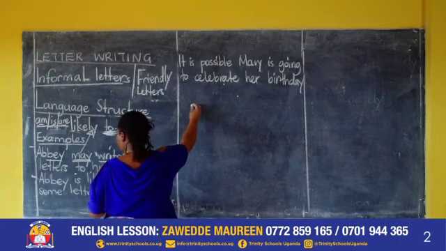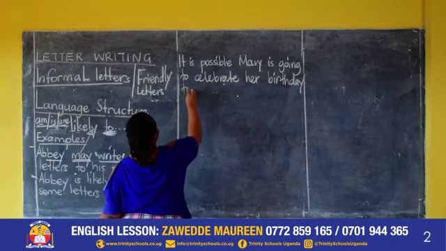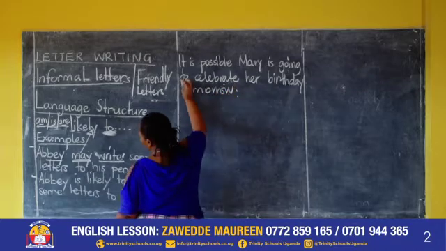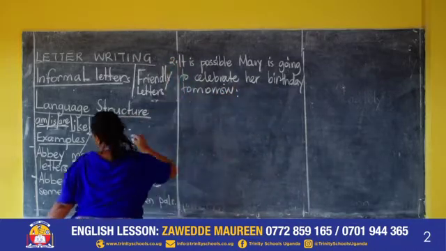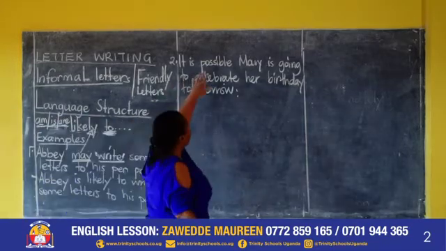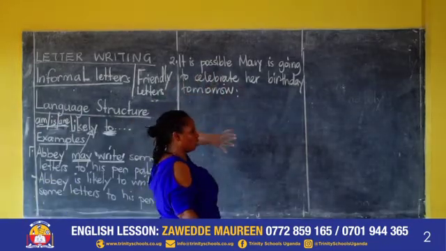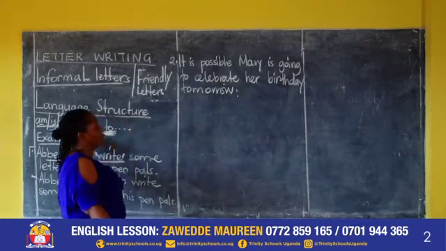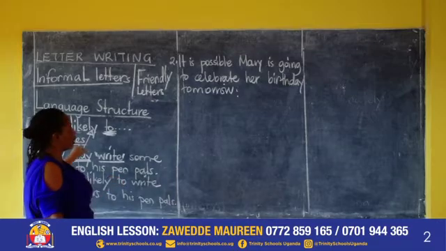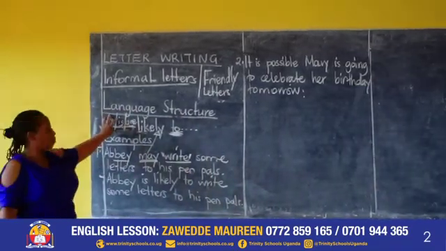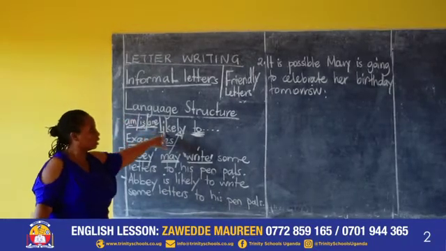What did I use here? Tomorrow. It is possible Mary is going to celebrate her birthday tomorrow. So in this case, the word possible comes from the word possibility. Still, it is in line with this, and the setter tells you to rewrite using likely. Still, we've known how to place this word likely in a sentence.